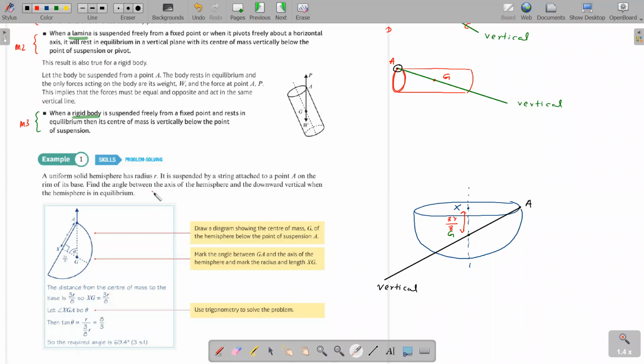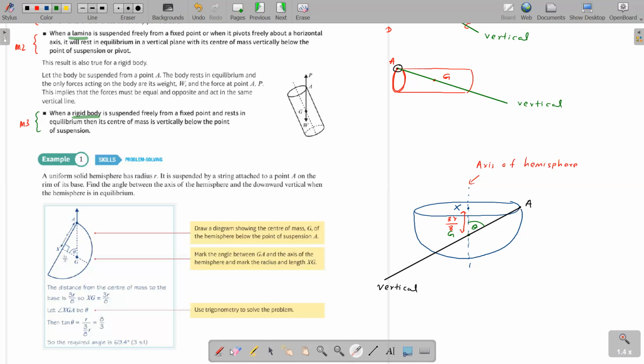They're asking you to find the angle between the axis of the hemisphere. The axis of the hemisphere is this one. And the downward vertical is this. So where do they meet? The angle between them is this theta. To find the angle between the axis of the hemisphere and the vertical, this is the angle theta that they're asking you to find.